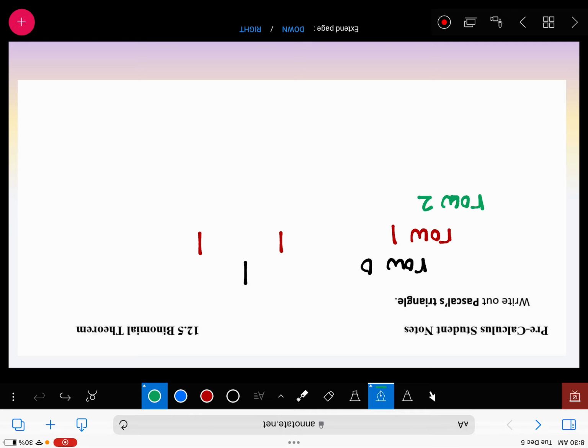For row 2, we start with a 1, we end with a 1, and the middle number is going to be the sum of these two numbers. So if I take 1 plus 1, I have a 2 in the middle. So row 2 is a 1, 2, 1.